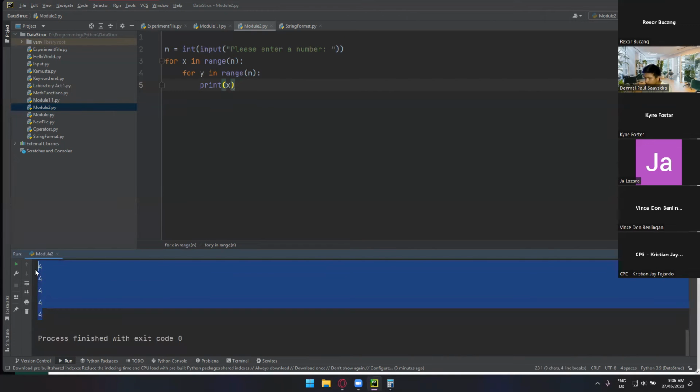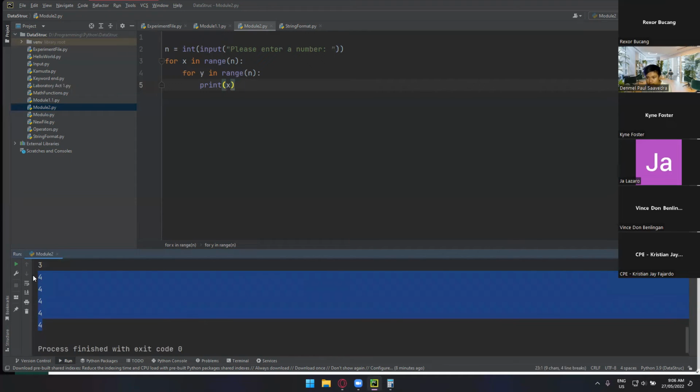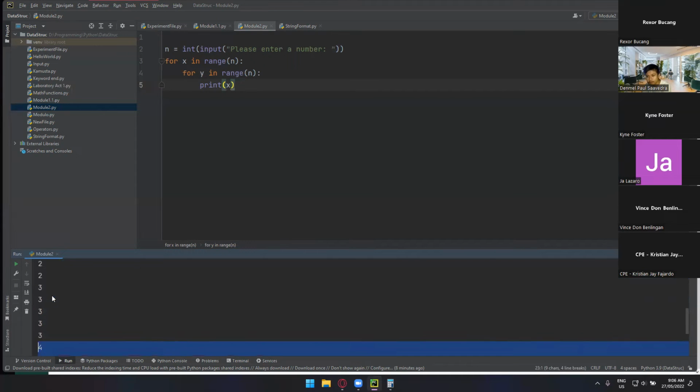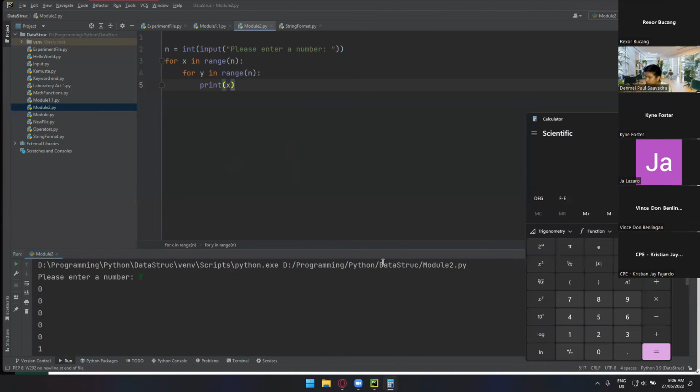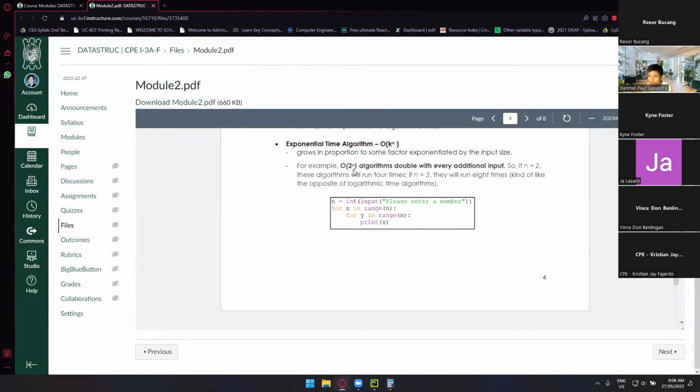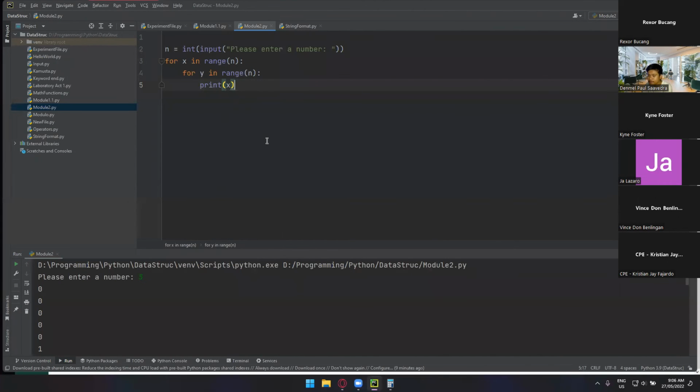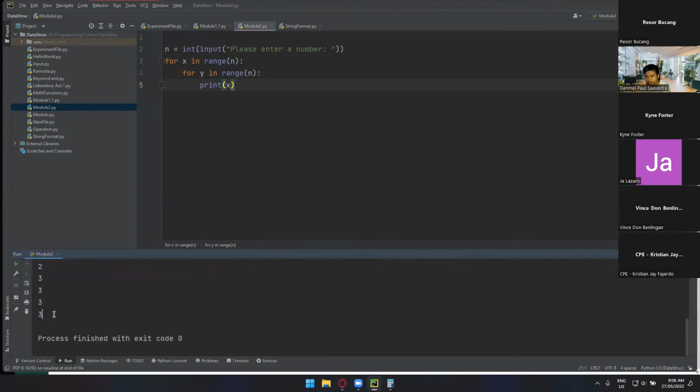But why is it only up to 24? 5, 10, 15, 20, 25. Is this correct? 2 raised to n, depending on your input, our input is n. But if it's 4, this is correct. It's 16. 4 threes, 4 twos, 4 ones, and then 4 zeros.